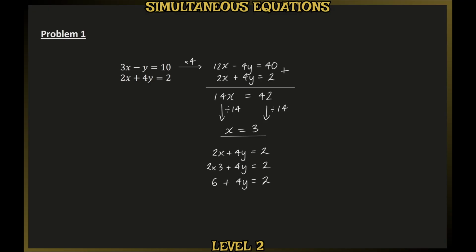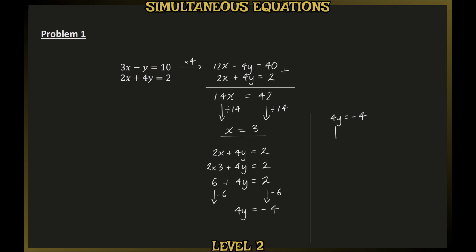And we can now solve this equation, and we can start by subtracting this 6 from the left and doing the same on the right. And on the left, the 6 and the minus 6 cancel out to leave us with 4y, and on the right, 2 minus 6 is minus 4.